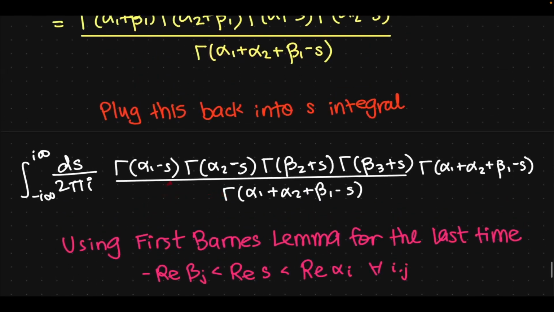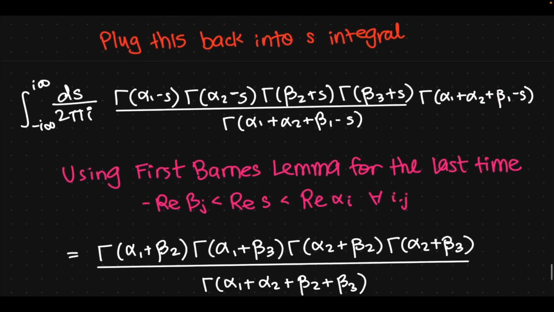So if you plug this back into the S integral, we have integral minus i infinity to i infinity ds over 2 pi i gamma of alpha 1 minus S, gamma of alpha 2 minus S, gamma of beta 2 plus S, gamma of beta 3 plus S, divided by gamma of alpha 1 plus alpha 2 plus beta 1 minus S times, conveniently, gamma of alpha 1 plus alpha 2 plus beta 1 minus S. Why convenient? Because it's exactly the same factor as in the denominator, and we can cancel that out.